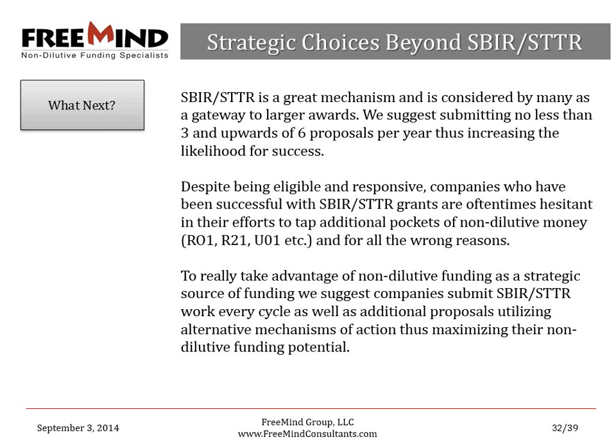To really take advantage of non-dilutive funding as a strategic source of funding, we suggest that companies submit SBIR and STTR applications every cycle, as we said, at least 3 to 6 a year, in addition to other proposals with various other mechanisms, thus maximizing your non-dilutive funding potential.